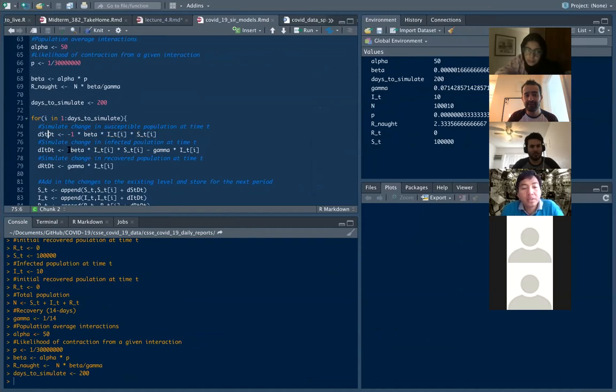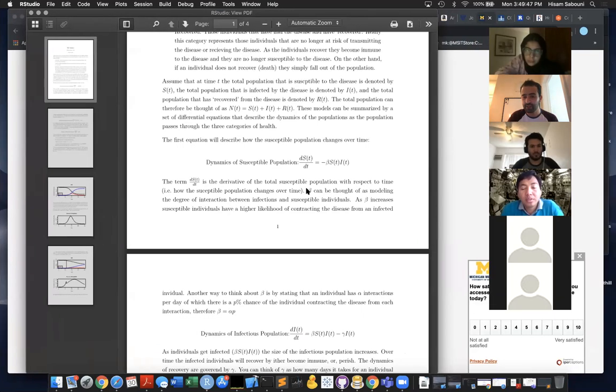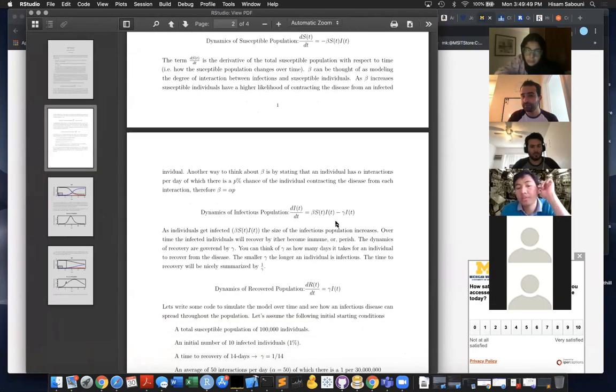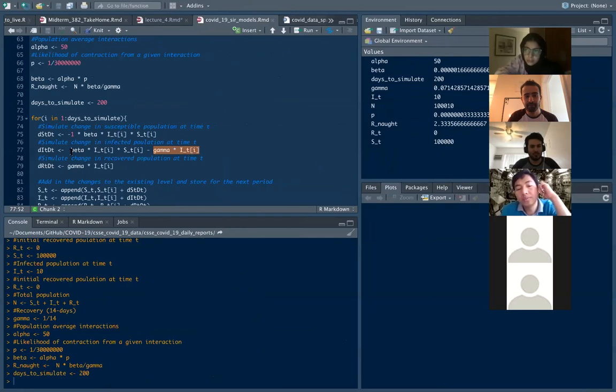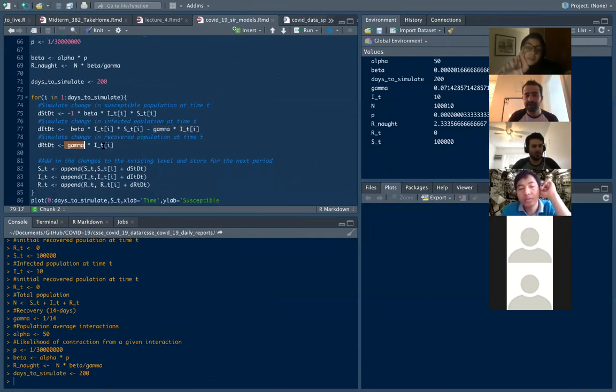We're going to do the exact same thing for the infected population: beta times I of t at time step i times S of t at time step i, minus gamma times I of t at time step i. It's exactly what this equation is, right? Here it's a plus beta, here it's a minus gamma. And the recovered change is just going to be gamma times I of t.